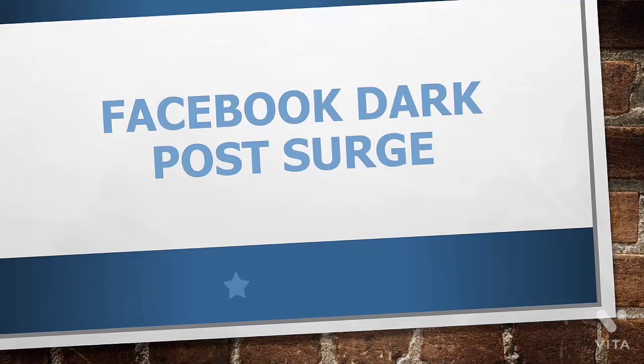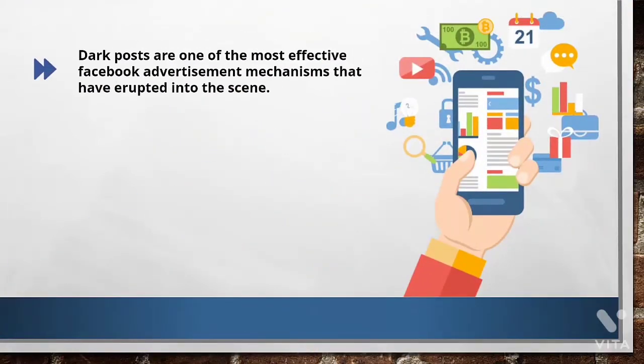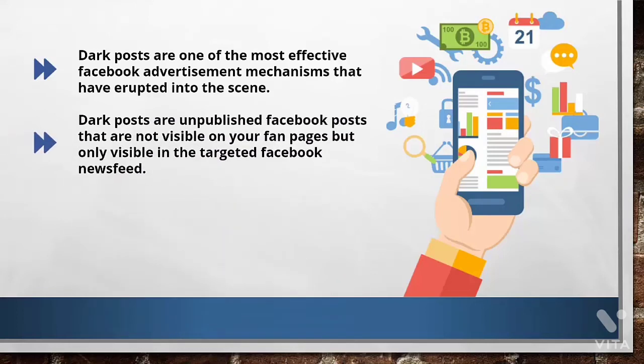Let's first understand what exactly Facebook Dark Post is. Dark posts are one of the most effective Facebook advertisement mechanisms that have erupted onto the scene. Dark posts are unpublished Facebook posts that are not visible on your fan page, but only visible in the targeted Facebook newsfeed. What I mean is that dark posts don't appear in the newsfeed of your fan page, but you can super target the audience where you want your post to appear.